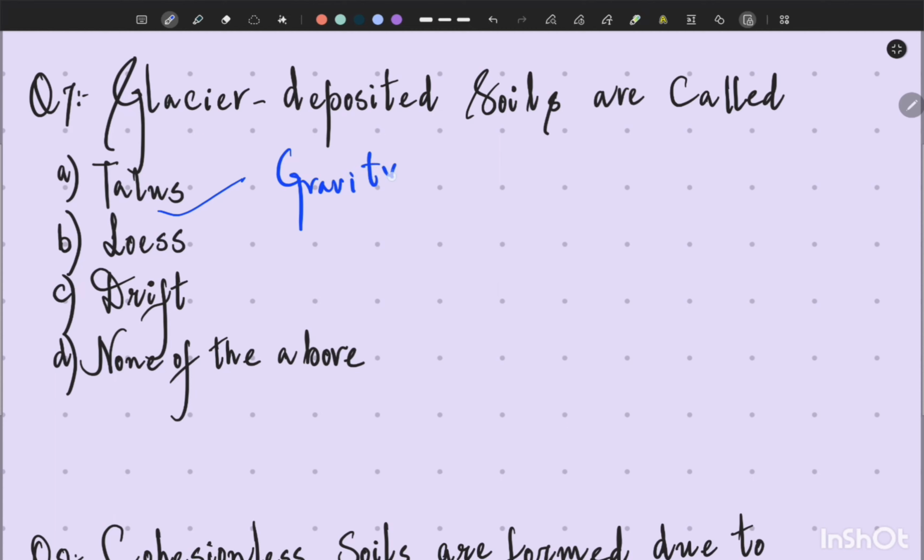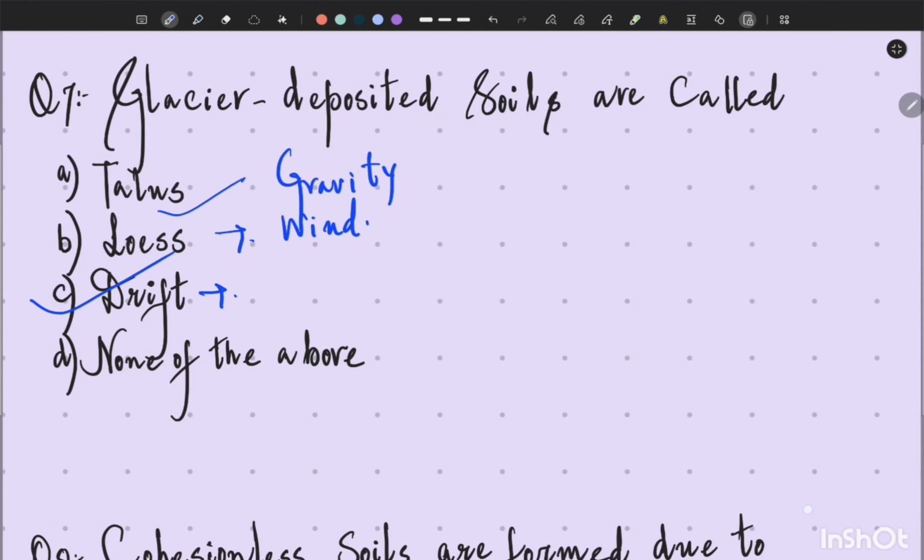Alright. Loess, we know, is a silt deposit made by wind. Drift is a general term used for deposits made by glaciers, either directly or indirectly. So the glacier deposited soils are called drift. Drift is the correct option out of the 4.